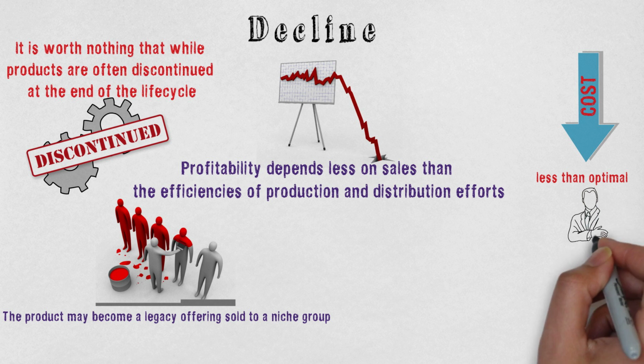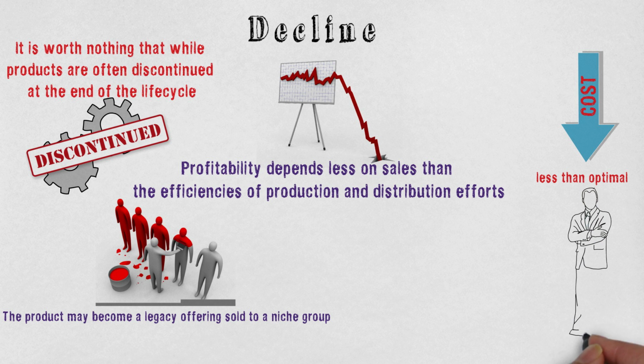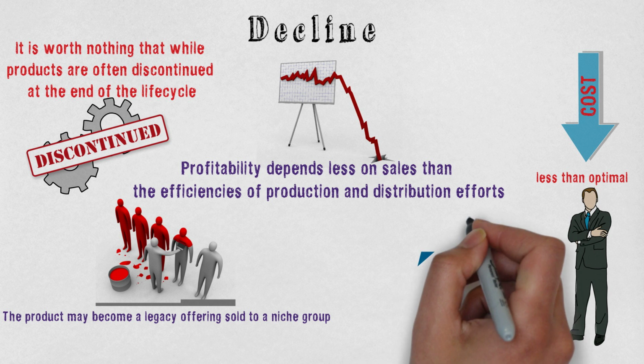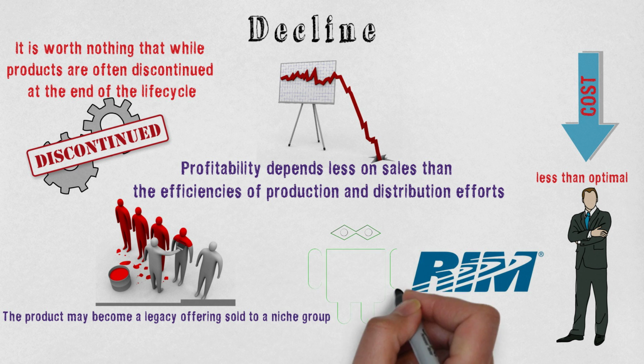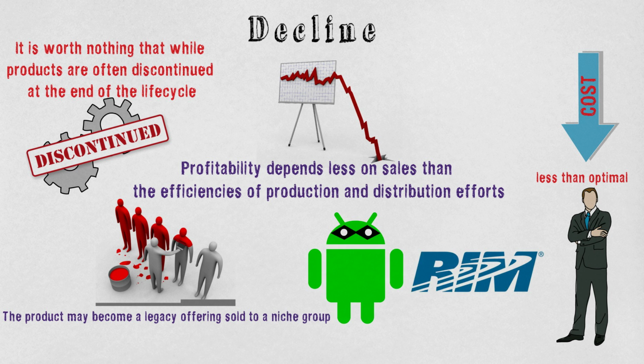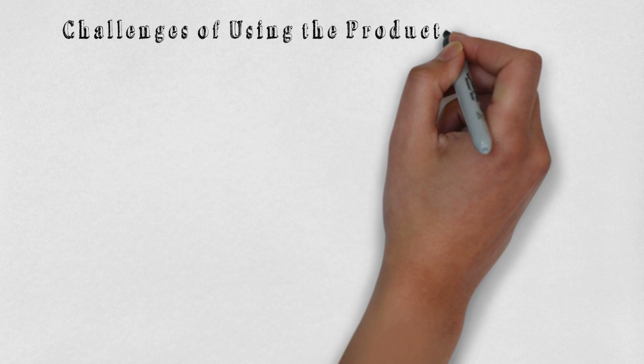At this point, BlackBerry's CEO, John Chen, tried his best at reviving the company image. He even tried to give up on RIM software to get on board with the Android software, but we all know it's too late. Challenges of using the product life cycle.